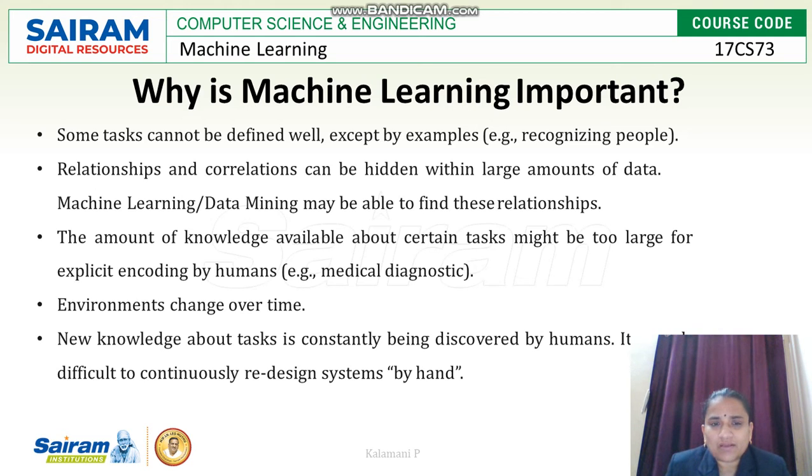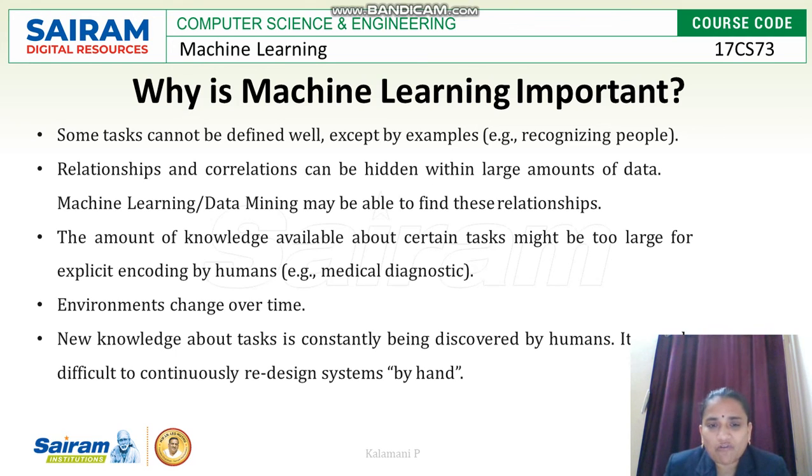And relationships and correlations can be hidden within large amounts of data. If we take medical data, banking databases or scientific data, large amounts of information and relationships are hidden in the database system. Either data mining or machine learning techniques may be able to find those relationships and extract the patterns.